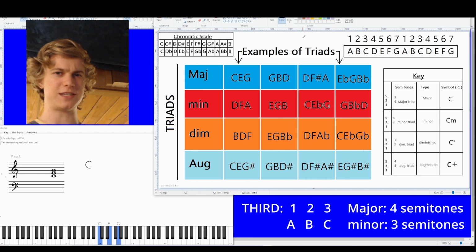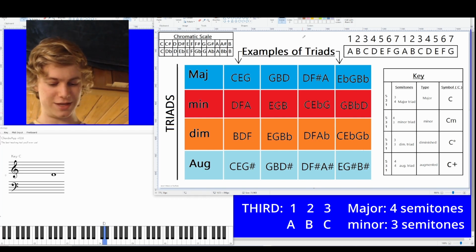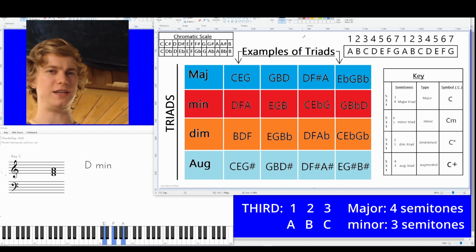So it's probably pretty obvious that C major is in the key of C major, but let's go over one more. If we have D, we go up a third, and we go up another third. Now we have a D minor triad, which is also in the key of C major, because it's built off the notes that make up C major. If that interests you, just stay tuned, and I'm going to have a video about that coming out very soon.